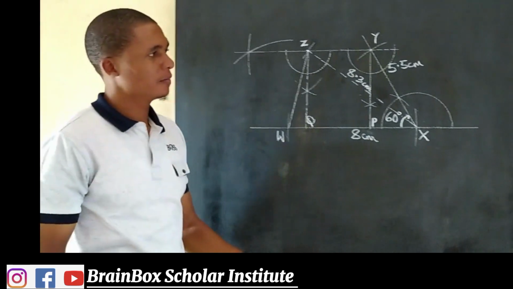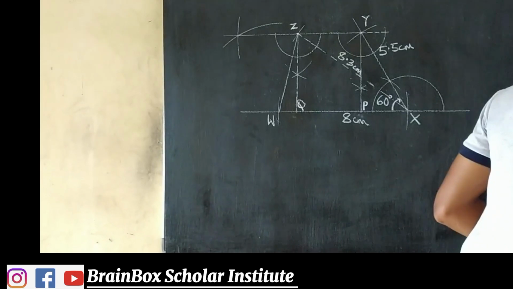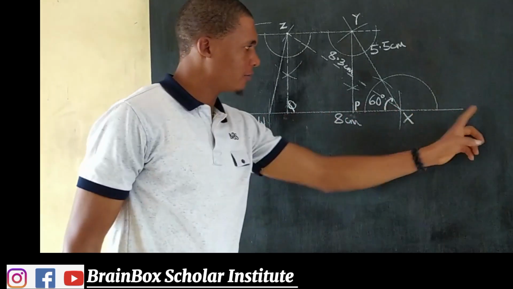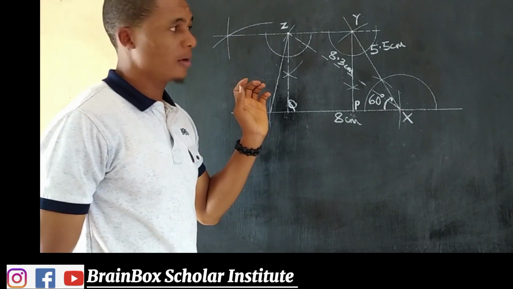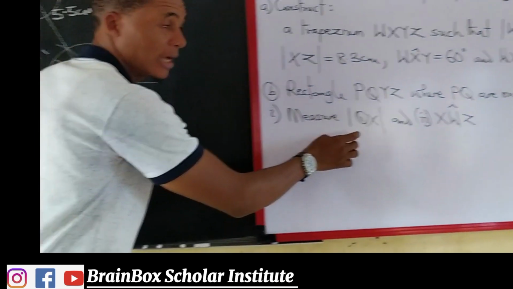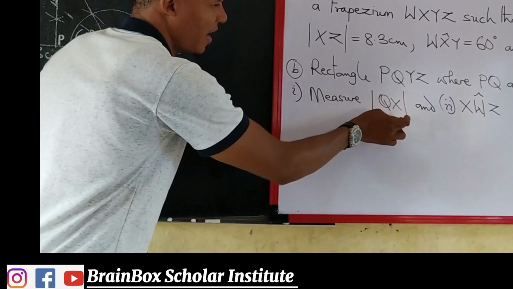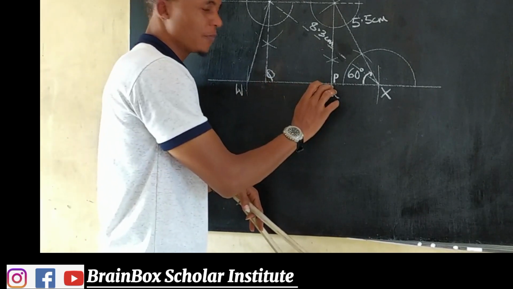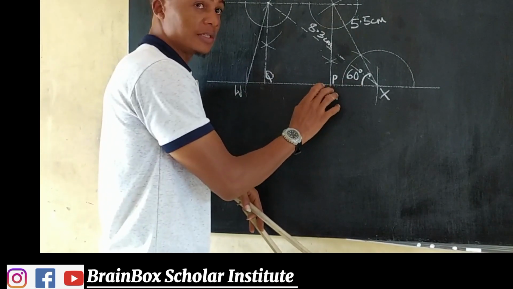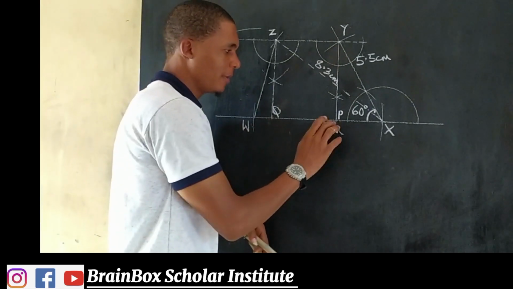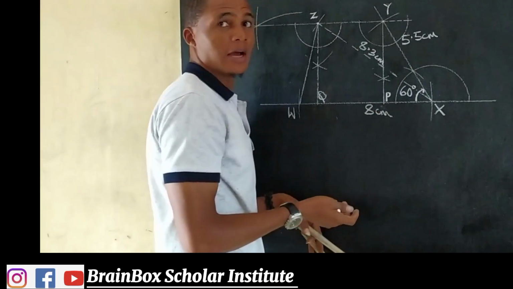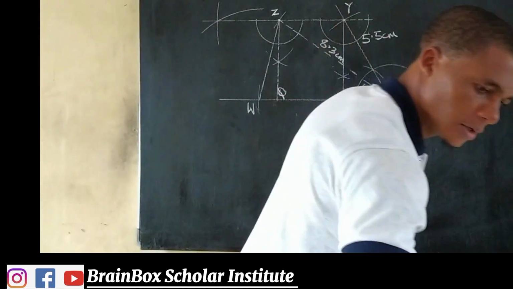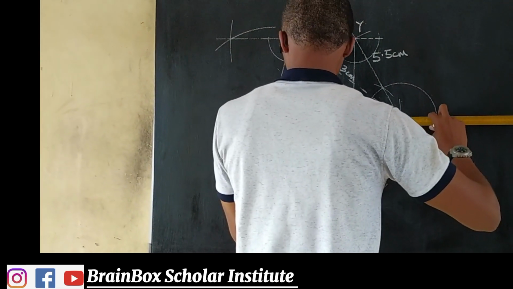Understood? Okay. So now they said P and Q are on line WX. You see it? Now they said measure side QX. Now you see that if you interchange the alphabets, and Q is here and P is here, the measurement for QX will be small, and that's the wrong measurement. So I have to measure my QX. So let me measure my QX and get the answer.